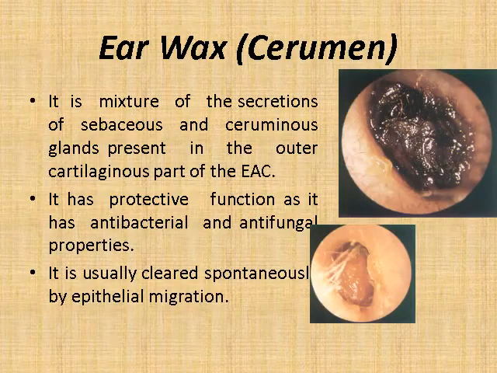Earwax is composed of the secretions of the sebaceous and the ceruminous glands that are present in the outer one-third of the external auditory canal. It has a protective function, and it is usually cleared spontaneously through epithelial migration.